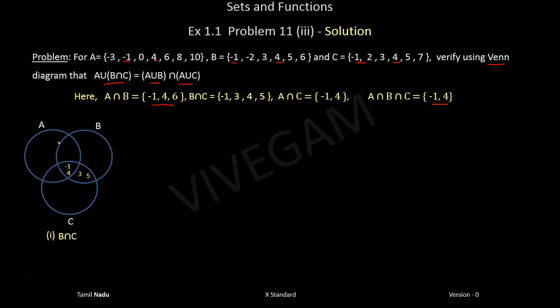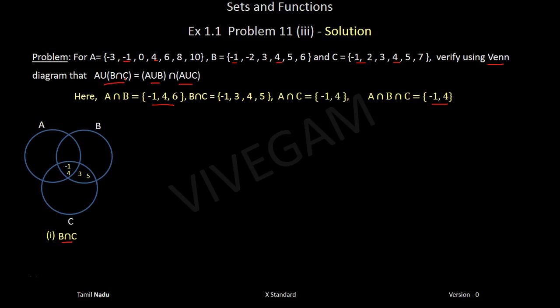Okay, so the first, 3 intersecting circles representing A, B, and C. As I said, the first thing, now what do we want? We want B intersection C to be represented because this is inside the bracket, right? So this is the first thing which you'll have to represent in the Venn diagram. So this is our first Venn diagram. Okay, so we'll have to represent B intersection C.